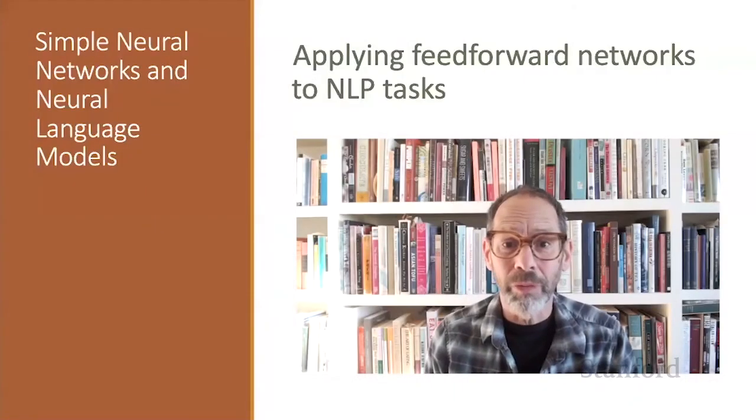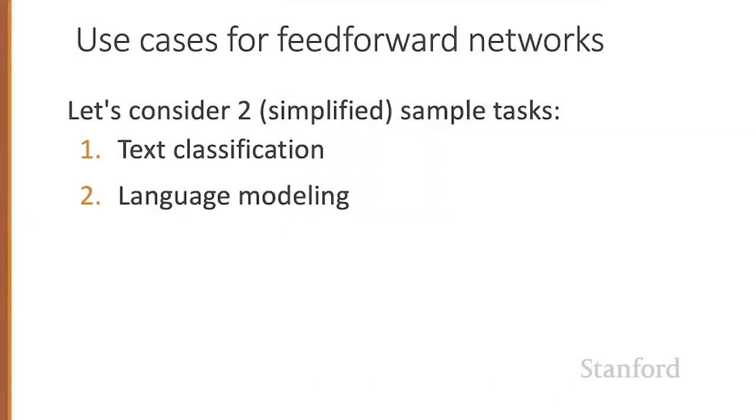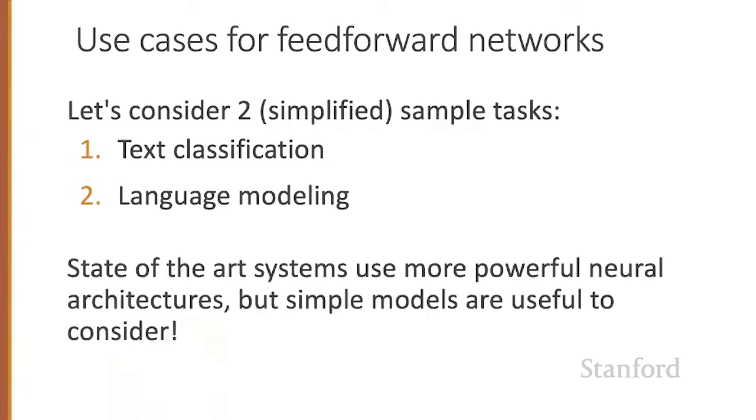Let's see how the simple feedforward network can be applied to NLP tasks. Let's consider two simplified sample tasks: text classification, like the sentiment classification we've seen, and language modeling, which we saw with n-grams, and now we're going to see a neural version. State-of-the-art neural systems use more powerful architectures, but simple models like the simple feedforward networks we'll look at today are useful to consider.